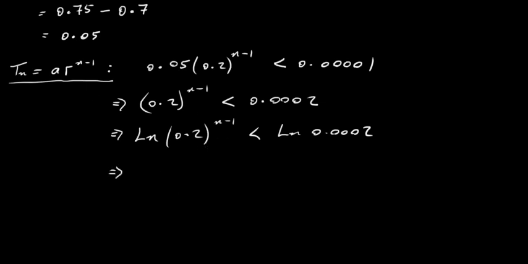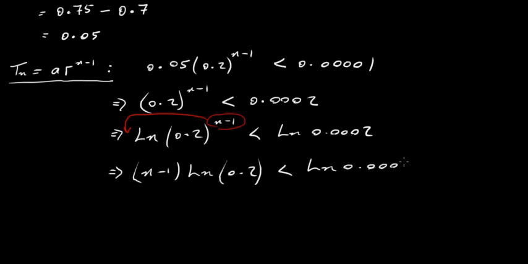From here, just use the law of logs. Take this power here, bring it down to the front, which we can do. So that's n minus 1 times log 0.2 less than log 0.0002. Now, next thing I'm going to do is divide across by, this is multiplied, remember, so I'm going to divide across by log 0.2. You just got to be a little bit careful here. You got to realize that log 0.2 is actually a negative number. So being a negative number, because we're dividing by a negative number, we've got to switch this symbol around. So we just get log 0.0002 divided by log 0.2.